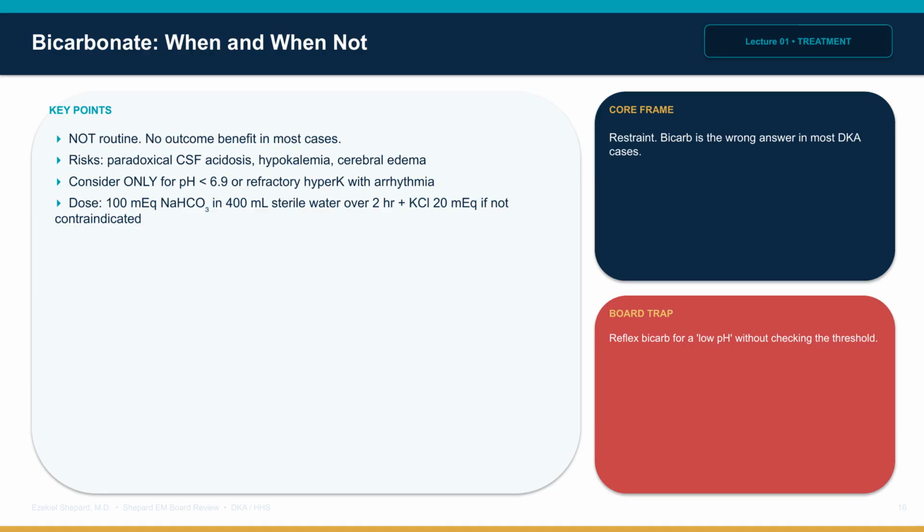Bicarbonate is not routine in DKA. It does not improve outcomes in most cases, and it actually may worsen paradoxical CSF acidosis, hypokalemia, and cerebral edema. Consider bicarbonate only for severe acidemia with pH less than 6.9 or in cases of refractory hyperkalemia with cardiac arrhythmia. When given, the dose is 100 milliequivalents of sodium bicarb in 400 milliliters of sterile water, infused over 2 hours, with 20 milliequivalents of potassium chloride added if no contraindication is present. The board concept is restraint. Bicarbonate is the wrong answer in most DKA cases.